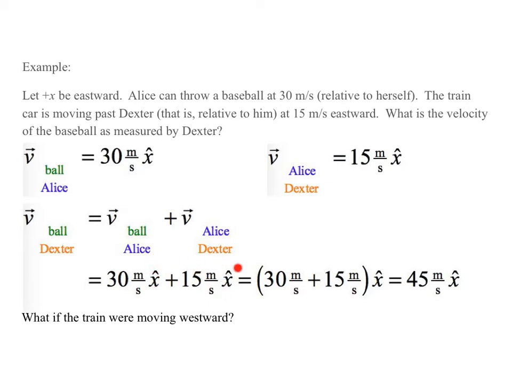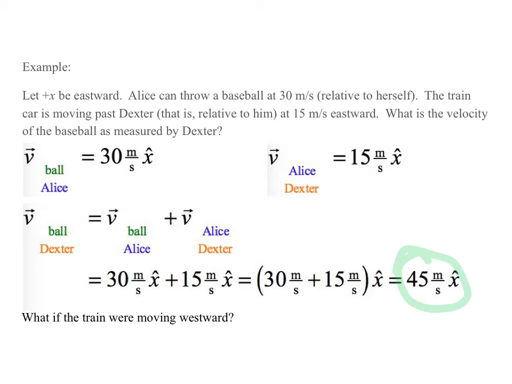Hey, the x-hats are just constants, so we factor them out, and we get the entirely unsurprising answer that Dexter would see the baseball moving faster than Alice can throw it. It's moving at 45 meters per second instead of 30 meters per second. What do you think would happen if the train had been moving westward?